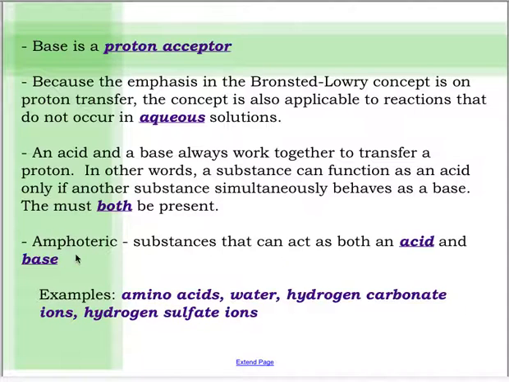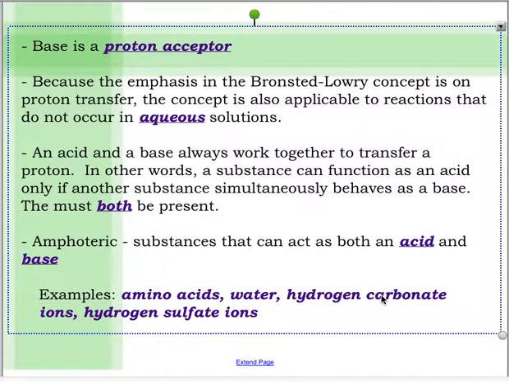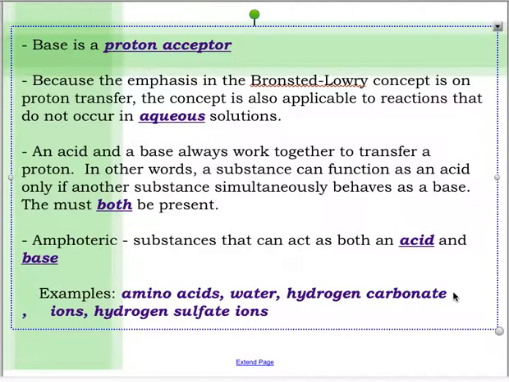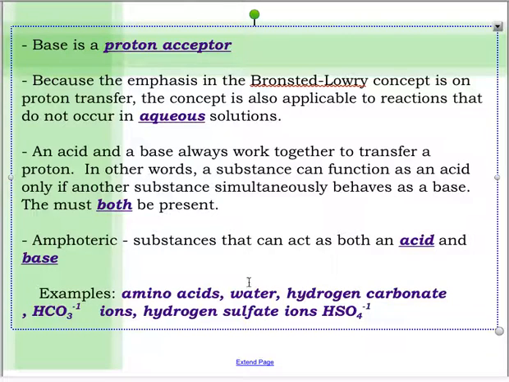There are some chemicals that can be either an acid or a base, and those are called amphoterics. Examples of things that are amphoteric are amino acids, so you should all know that from bio. Water can be amphoteric. Hydrogen carbonate, which is HCO3 with a negative 1 charge, and hydrogen sulfate, which is HSO4 with a negative 1 charge. Those have the capability of being either an acid or a base.